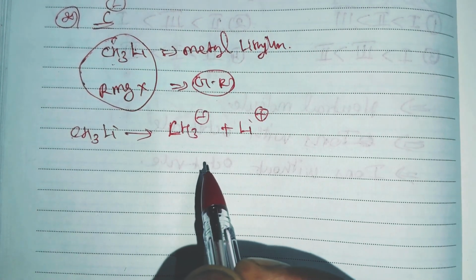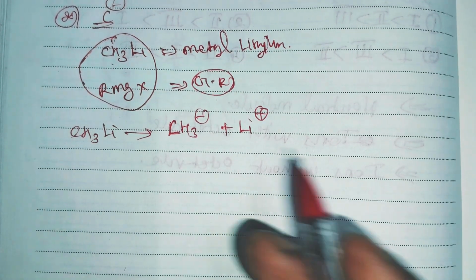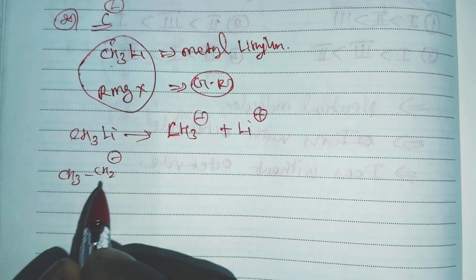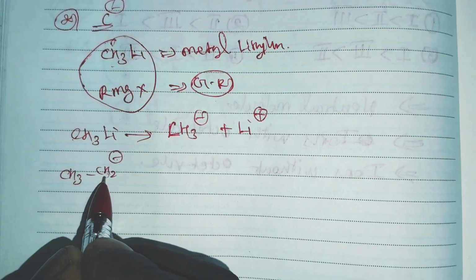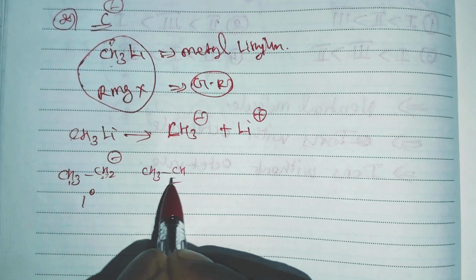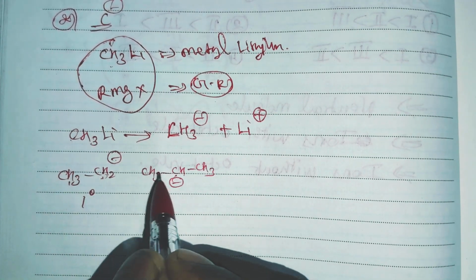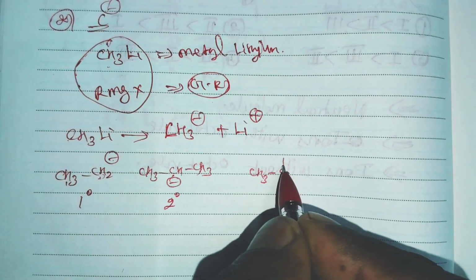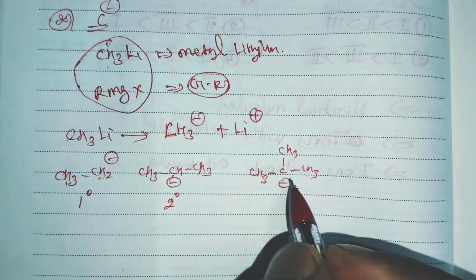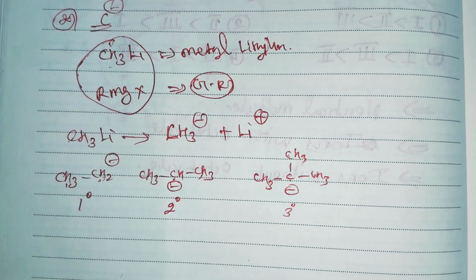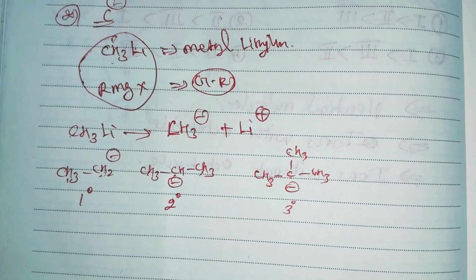Based on the number of carbon atoms attached to the negatively charged carbon, we can classify carbanions as primary, secondary and tertiary. For example, in CH3CH2 minus, the negatively charged carbon is attached to only one carbon, so it is a primary carbanion. In CH3CH minus CH3, the carbon is attached to two carbons, so it is a secondary carbanion. In (CH3)3C minus, the carbon is attached to three carbons, so it is a tertiary carbanion.